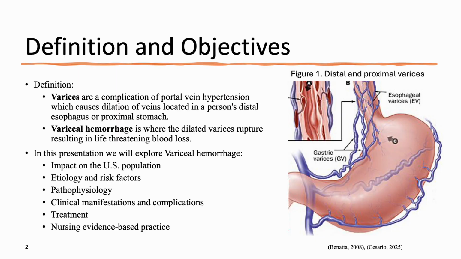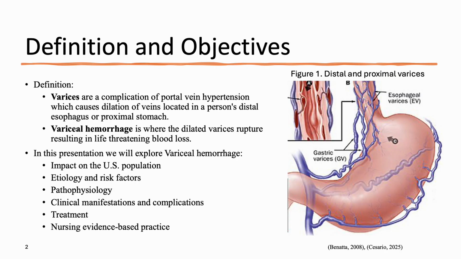First, we will be taking a look at some definitions and the objectives of this presentation. Our first definition is that varices are a complication of portal vein hypertension which causes dilation of veins located in a person's distal esophagus and proximal stomach. Variceal hemorrhage is where these dilated varices rupture, resulting in life-threatening blood loss.